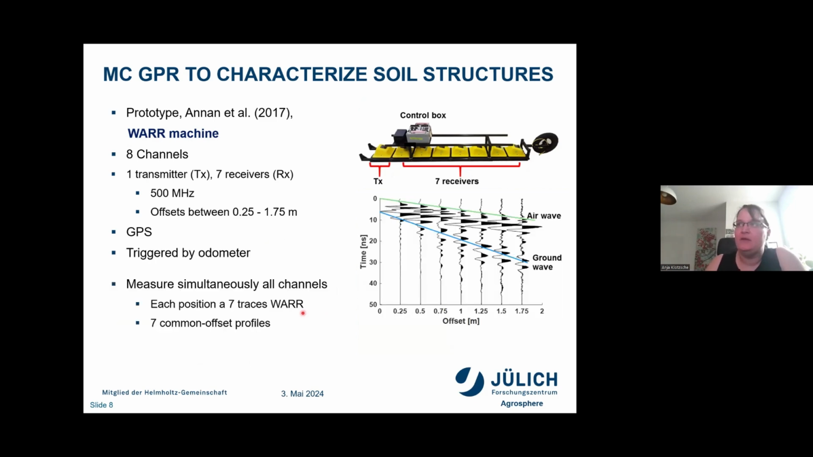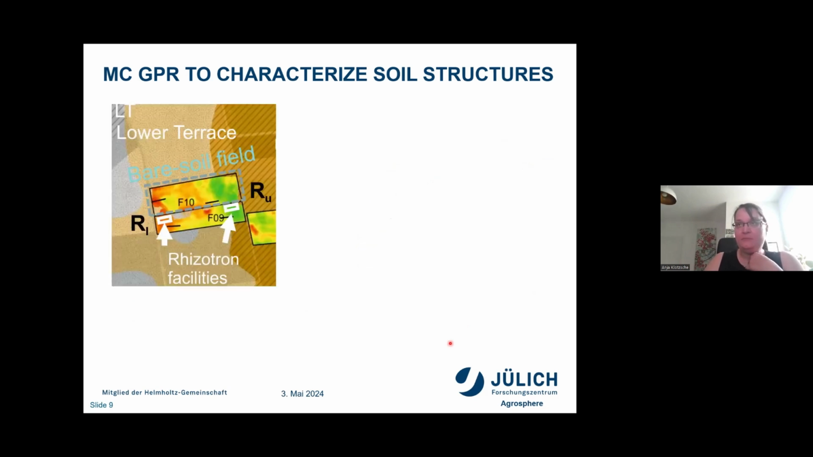And this is, for example, how the data looks. So we have here an air wave that we can nicely see, that is the wave traveling somewhere here, and then we have the so-called direct ground wave. And this direct ground wave can be used to estimate the water content at this specific location. There is also some more behind it, like how the calibration of the system is done, but in the end it's quite easy to apply in the field.